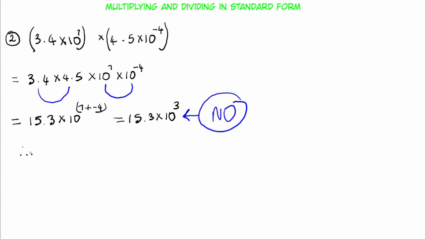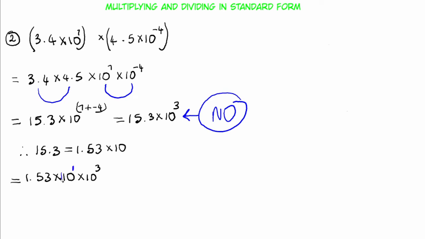Remember, 15.3 would be equal to 1.53 times 10. Now we're going to insert this 1.53 times 10 and take out 15.3. So we're replacing this. So now we have 1.53 times 10, because it is equal to 15.3, times 10 to the 3rd power. This 10 would be raised to the 1st power.